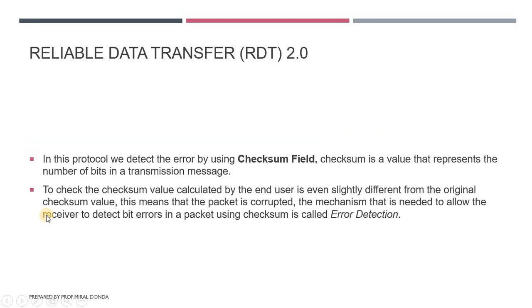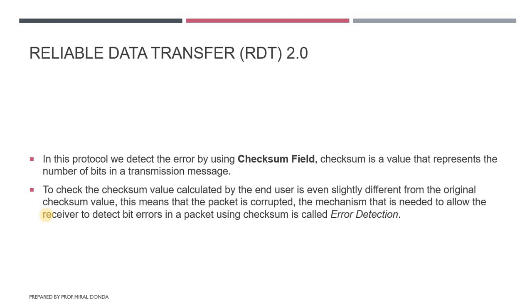In this protocol we detect the error by using the checksum field. We all know how to calculate the checksum. The checksum is a field, and this field changes when the packet is corrupted. So in this protocol we mainly focus on the checksum field. The checksum is a value that represents the number of bits in the transmitted message. If the checksum value calculated by the receiver is even slightly different from the original checksum value, it means that the packet is corrupted.